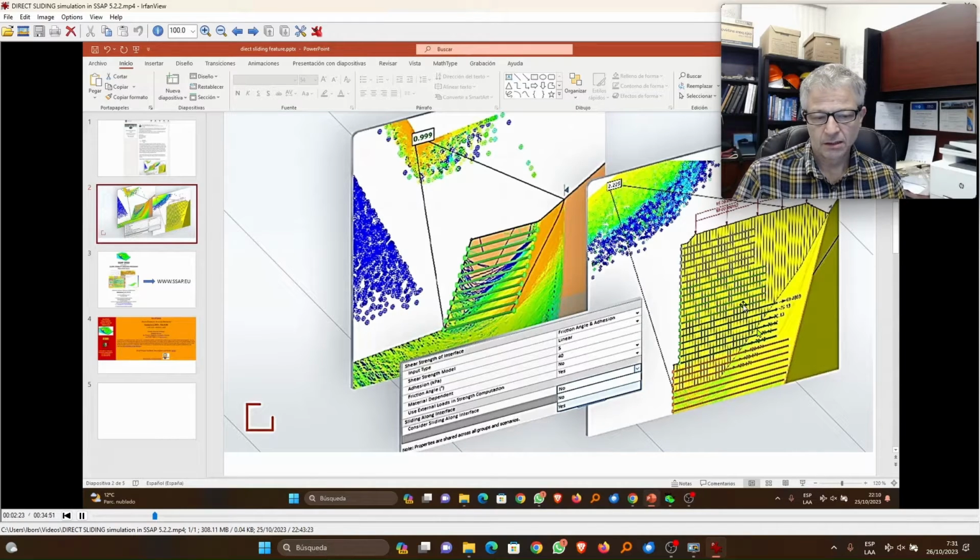The direct sliding at the interface is a well-known phenomenon of failure for reinforced earth structures. Well known since decades, but very few software consider it in the global analysis of stability. That is the case here, I suppose.